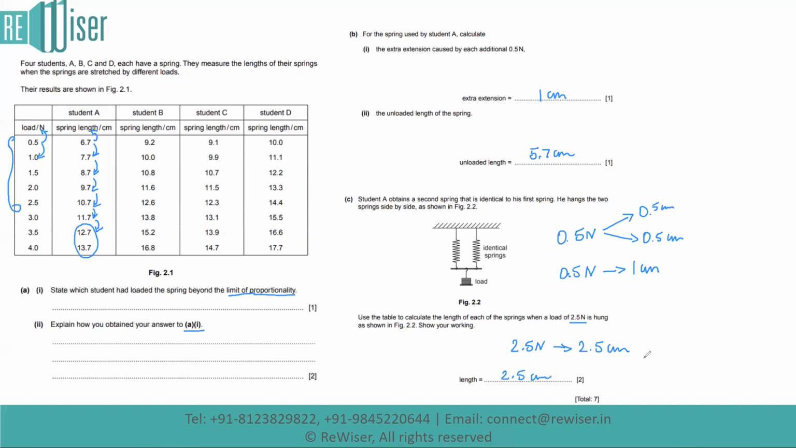The reason it's 2.5 and not 5 centimeter is because the load is equally distributed between both the springs. So the extension is halved for each spring.